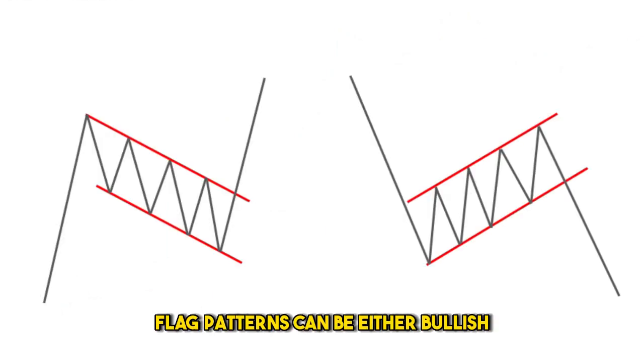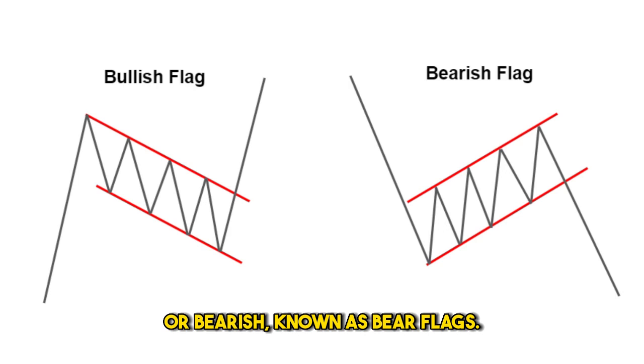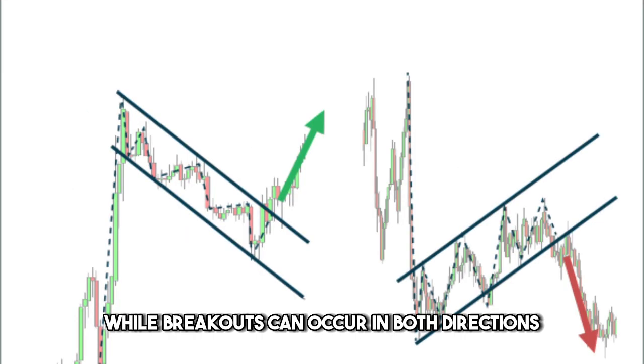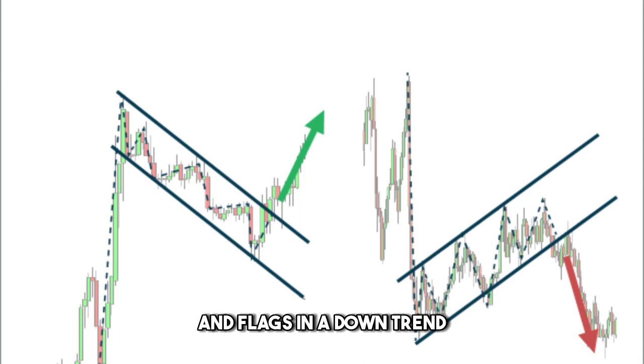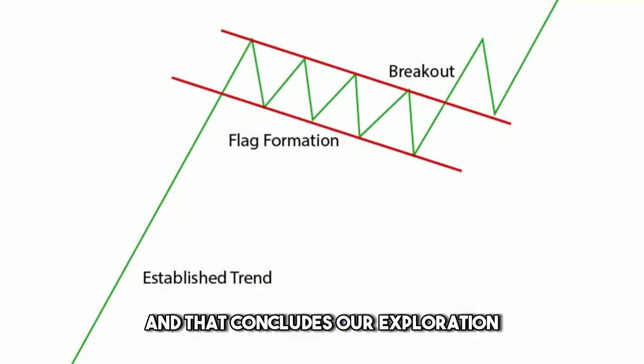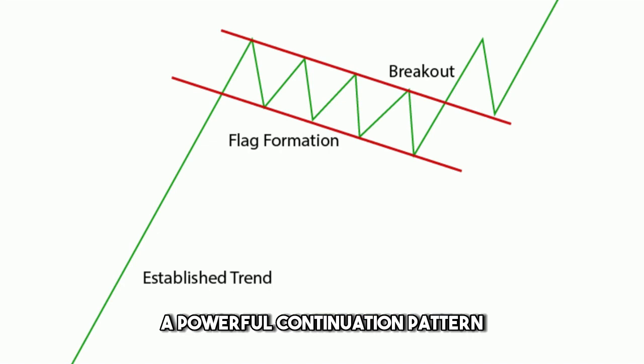Flag patterns can be either bullish, known as bull flags, or bearish, known as bear flags. While breakouts can occur in both directions, most flags are continuation patterns. This means that flags in an uptrend are expected to break out upward, and flags in a downtrend are expected to break out downward. And that concludes our exploration of the flag pattern, a powerful continuation pattern trusted by traders for its reliability.